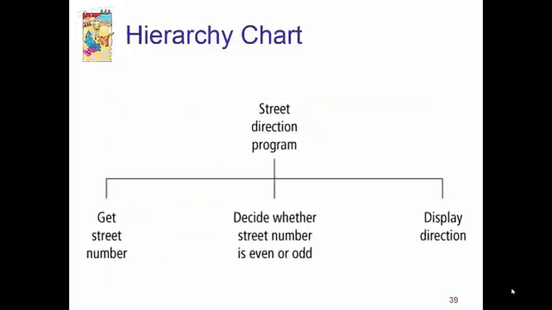Our hierarchy chart says we're talking about our street direction program. We're going to get our street number. We're going to decide whether or not the street is numbered odd or even. And then we're going to display the direction.